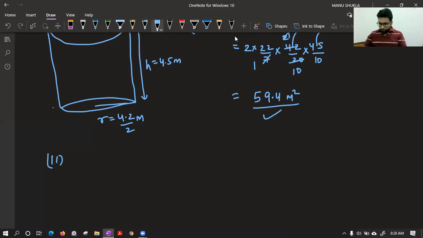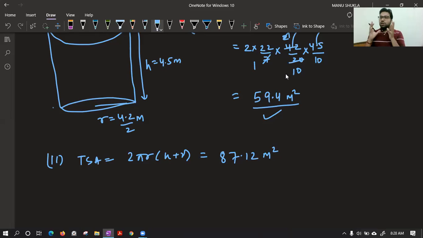suppose, first let us find the TSA, so that we have an idea how much is required as per the TSA. TSA we all know is 2 pi r h plus 2 pi r squared. Tell me the answer of TSA if you have found it. Please tell. Okay, it is 87.12 meter square. This is the total surface area of this cylinder.